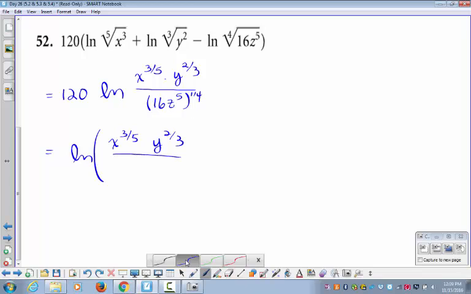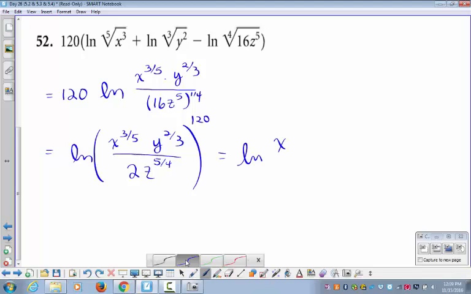And down here, let's simplify this. The fourth root of 16 is 2. z to the 5/4. That's all going to be to the 1/20th. And then we have to distribute that 1/20th power to each.